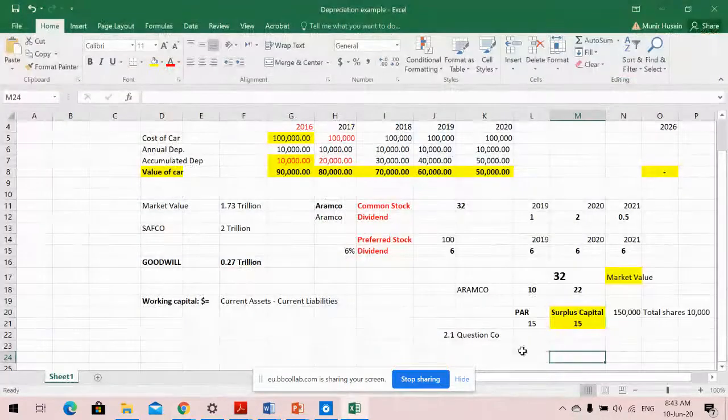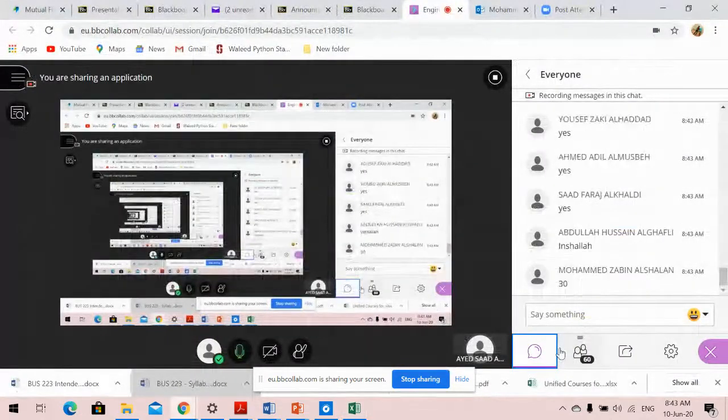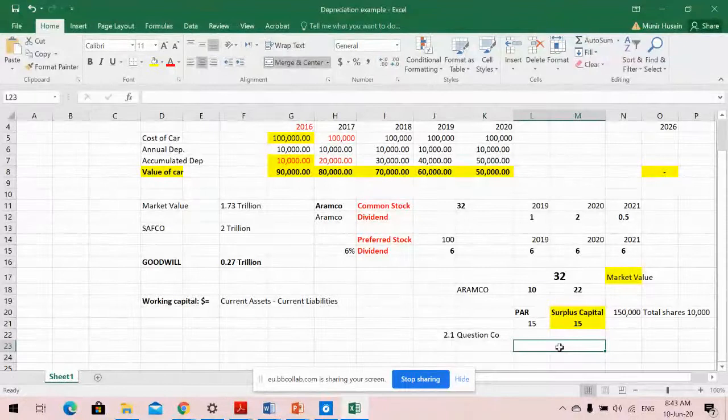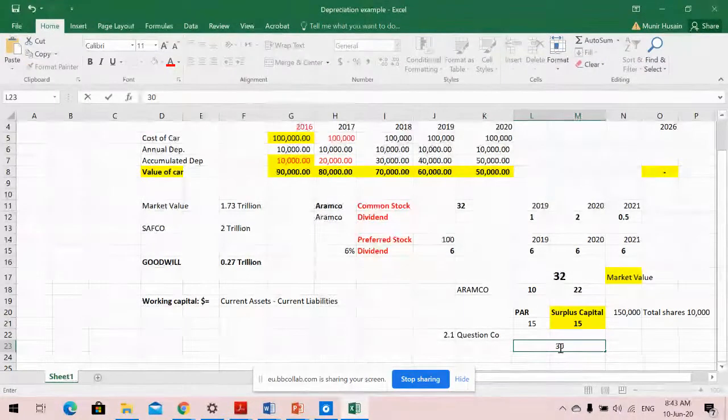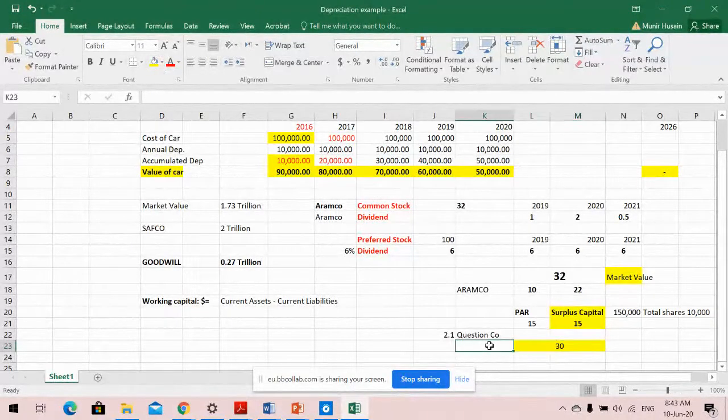Okay, so what was their market value when they sold the shares? This information was not given, right? Can you tell me what was their market value when they sold the shares? Yes, it is 30, right? So their market value is 30. Is it clear why we get 30 as market value? Is it clear to everyone? This is very important actually.